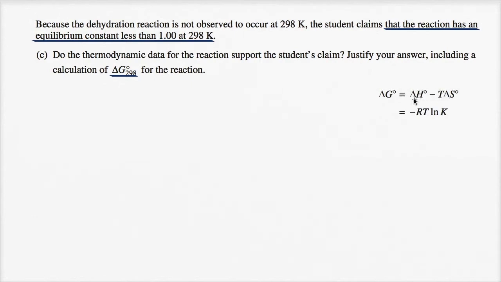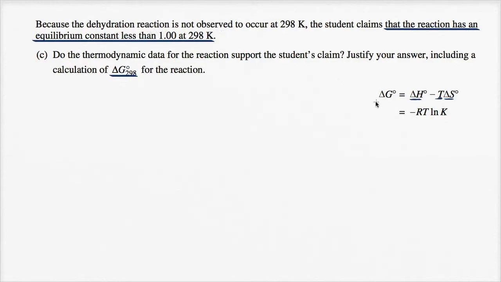And so they give us the change in enthalpy for the reaction. They give us the temperature, 298 Kelvin. They give us the change in entropy for the reaction. This is the change in standard entropy and change in standard enthalpy for the reaction. And so using those, we can figure out what delta G is going to be. And then we can say, okay, is it consistent? Is it greater than 0, which is consistent with the reaction not being spontaneous, which seems to be what's observed?